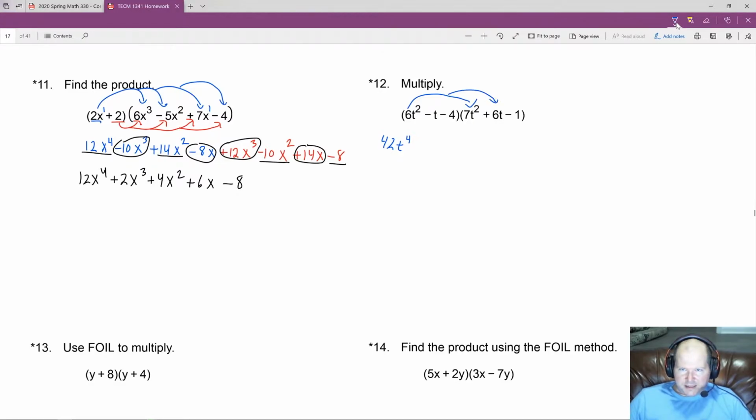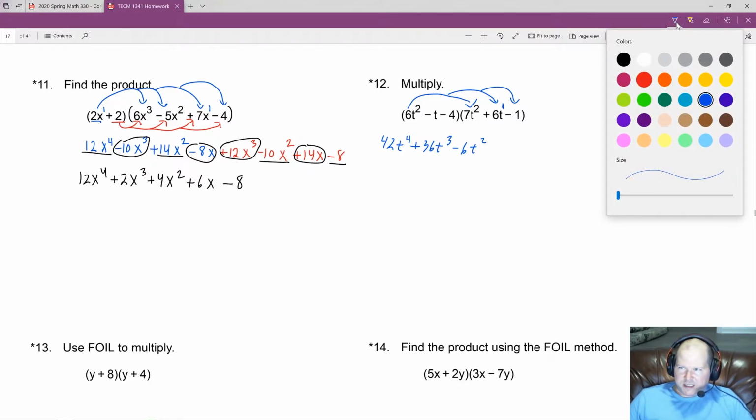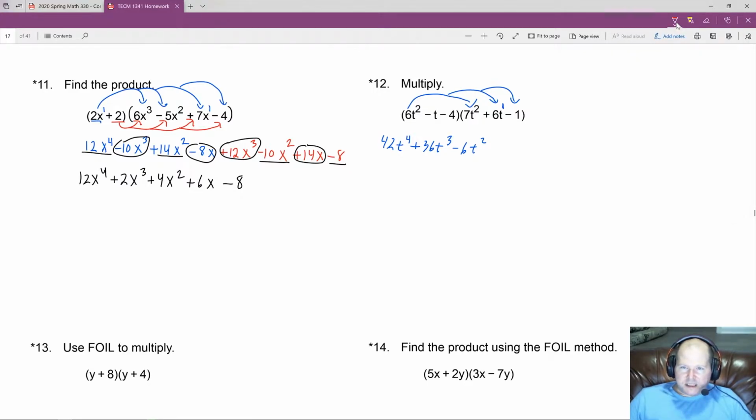Next we say 6t squared times 6t, and it's implied or understood first power. So we end up with 6 times 6 is a 36. And t squared times t to the first is t to the 3rd. Next we say 6t squared times negative 1 is negative 6t squared. And we're done distributing the first term in the first set of parentheses. And so now we're going to distribute the second term within the first set of parentheses.